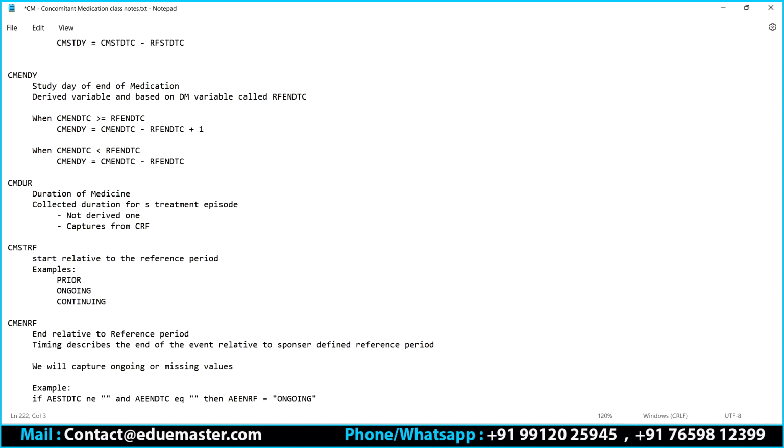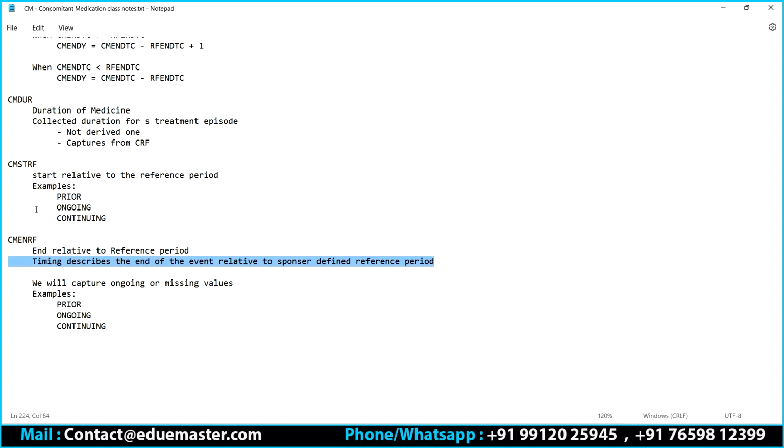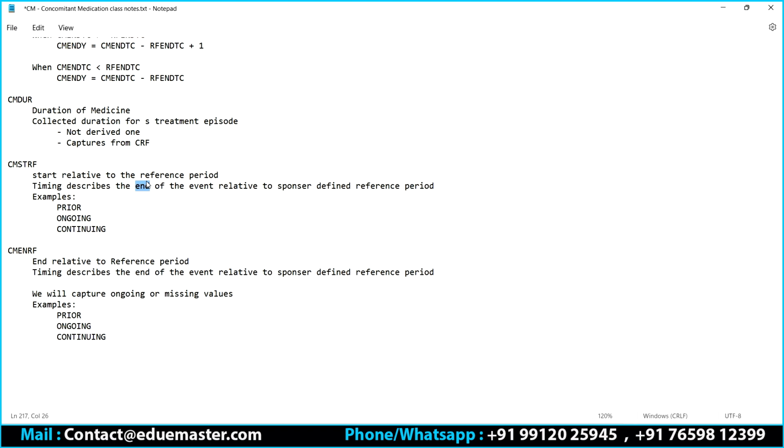I simply call it CMENRF. Everything remains the same. Here also the examples are going to be pretty much the same. Correct? So then you have your start relative to the reference period and end relative to the reference period. Both of them we have given here, right? This also maybe I can copy paste here. Timing describes the start of the medicine relative to the sponsor defined one. It's not the event, it is going to be the medicine, right? So now we have the start reference point as well as the end reference point.